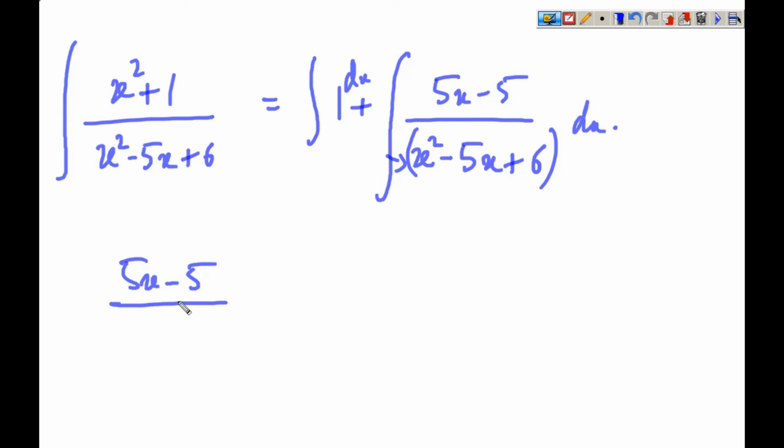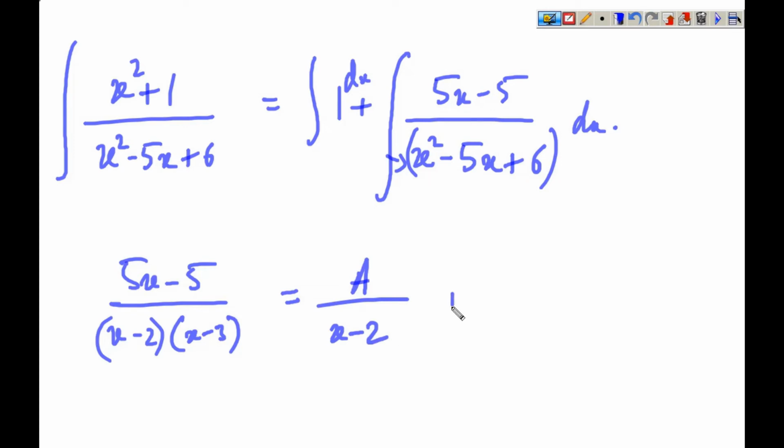So going back to this denominator part, we can simplify it and rewrite this as x minus 2 times x minus 3. So the method of partial fractions is that we can rewrite this as a by x minus 2 plus b by x minus 3 to simplify it more and make the integration easier. So simplifying this one, we get a as minus 5 and b as 10.